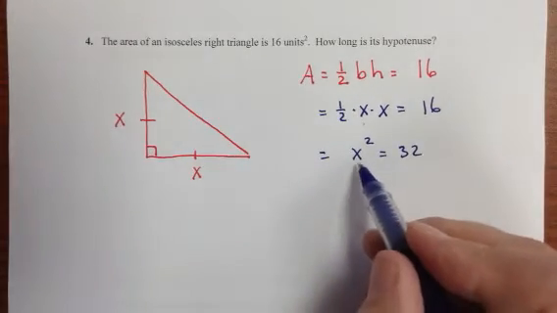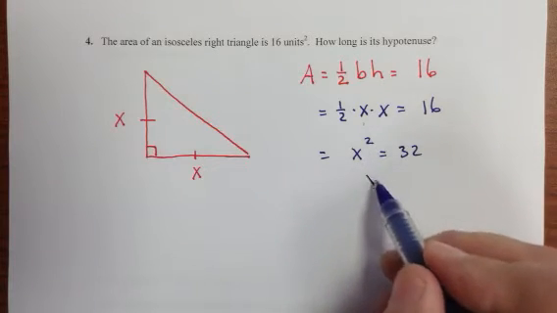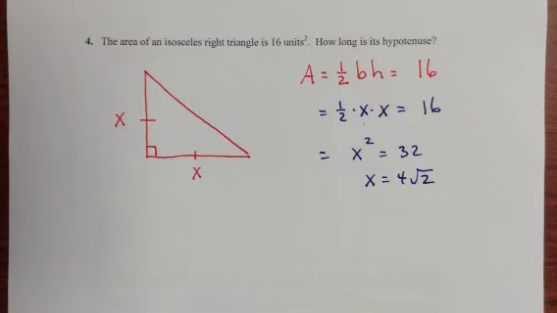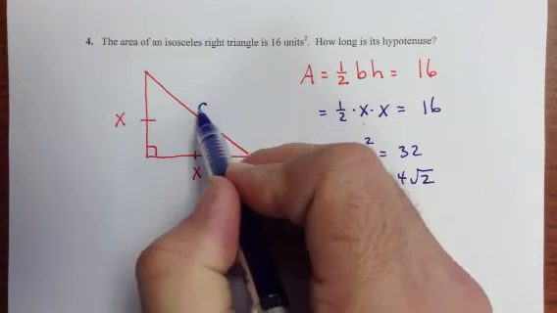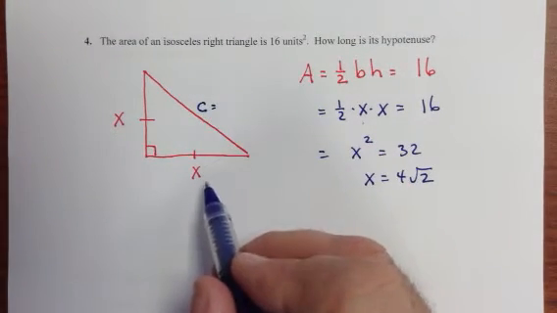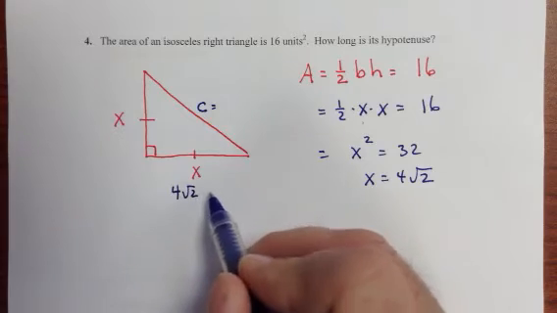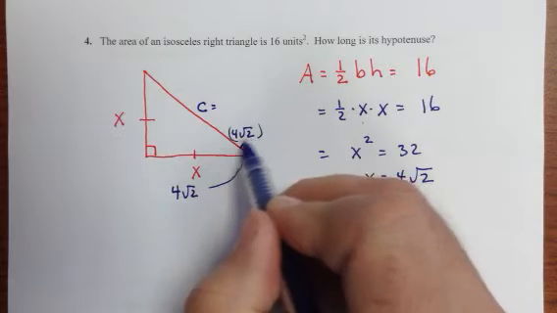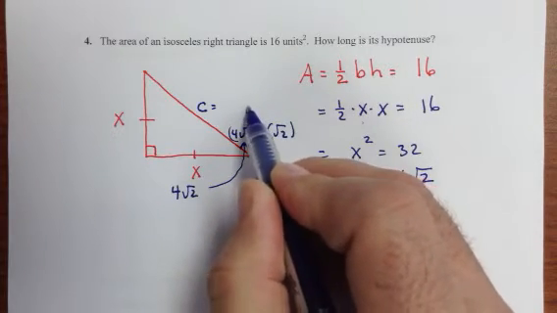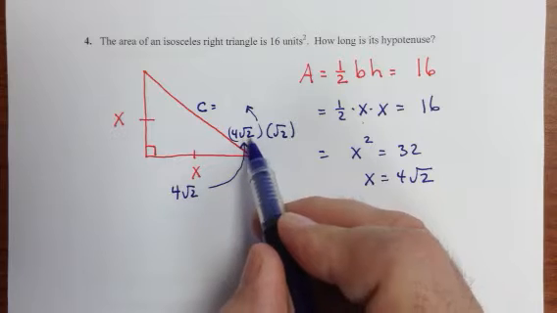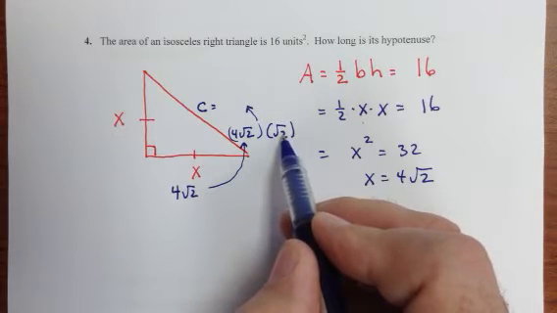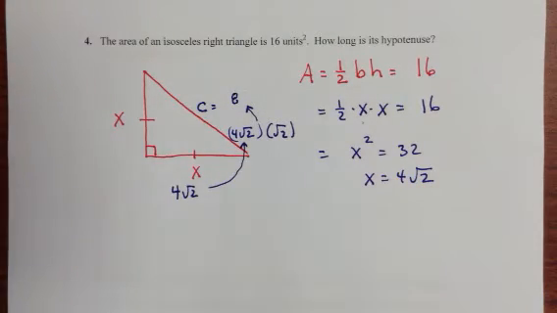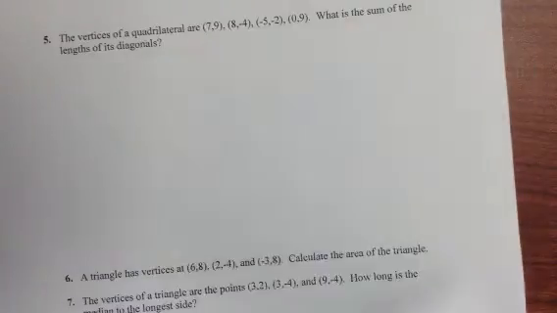So I end up with x squared equals 32, x equals 4 root 2. I want to find the hypotenuse in a 45-45-90. So that would be leg times root 2. So 4 radical 2 times radical 2 is 4 radical 4, which is 4 times 2, which is 8. Question 5.